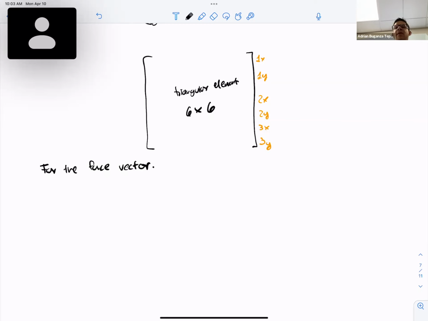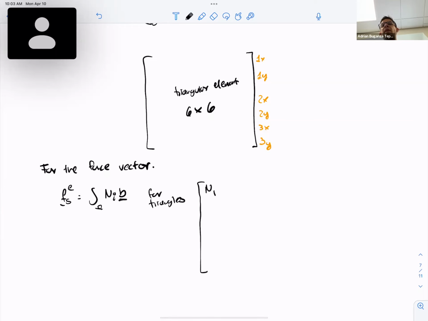For the force vector, if you recall, what I was defining as the force vector is the integral of N_I B. For example, for triangles, this will be N1 with the X component of the force, N1 with the Y component of the force, N2 with the X, all of these are integrals, N2 with the Y component of the force, N3 with the X component of the force, and N3 with the Y component of the force.